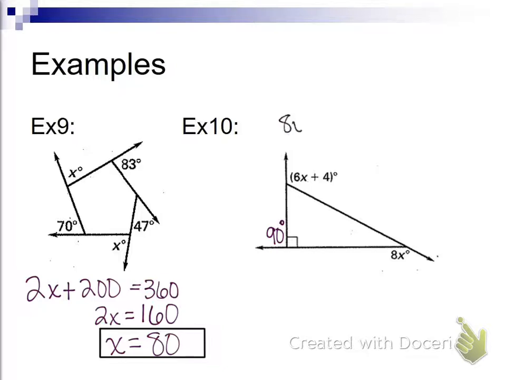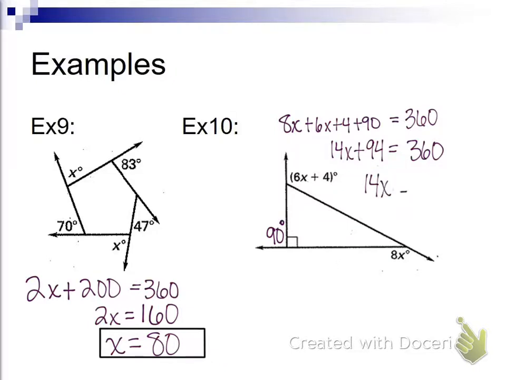Okay, so if we write it all out, 8x plus 6x plus 4 plus that 90 gets set equal to 360. Combine like terms. What's 8x plus 6x? 14x plus. Good. Now we need to subtract. 14x equals. And then what do we get? 19. Sounds good to me.